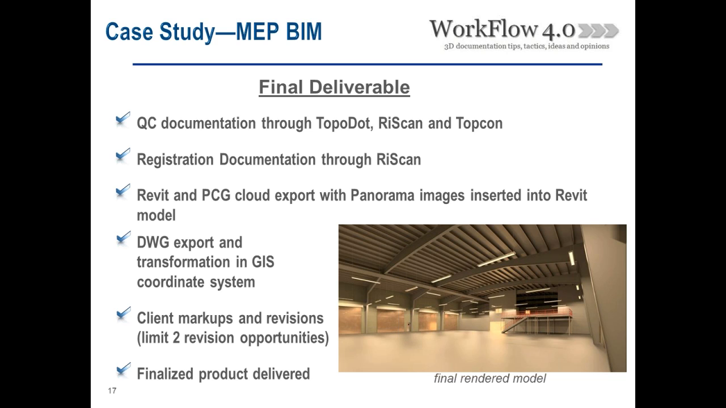So the final deliverable was a QC document. That was our documentation. We used TopoDot, RiScan, and TopCon to deliver the overall results for our control network against the cloud data. The registration documentation was done through RiScan. The Revit and PCG export cloud with panoramic images were hyperlinked into the Revit model. And then we exported out our DWG for the transformation onto the GIS coordinate system. And then we maintained those hyperlinks for the images in that model as well.